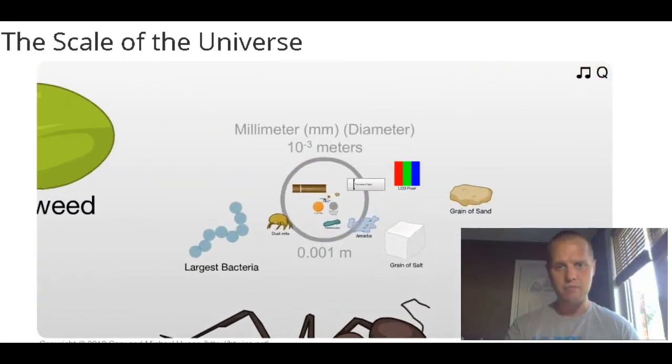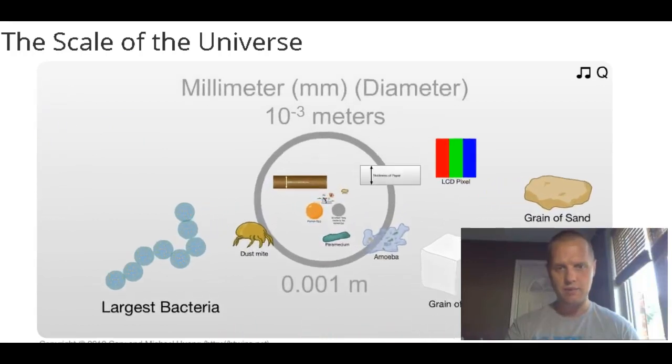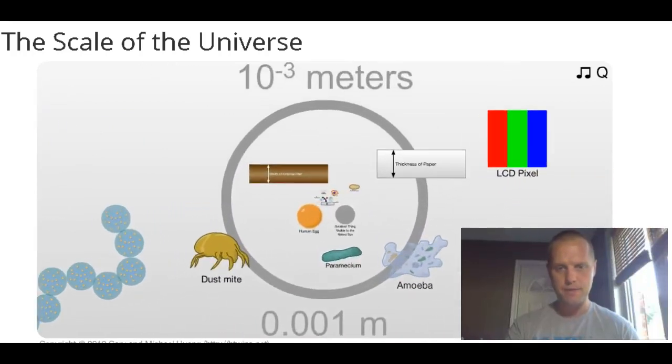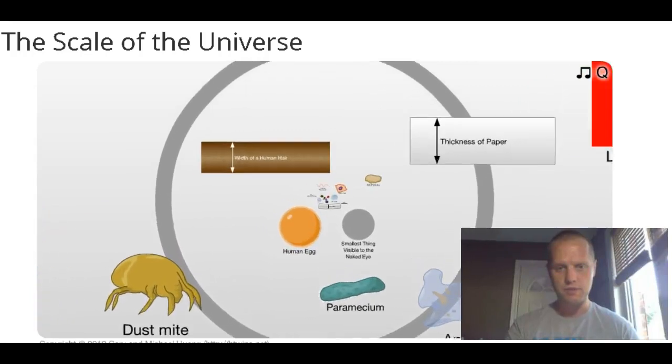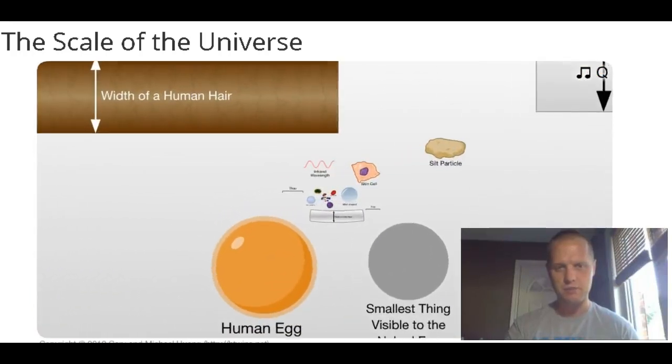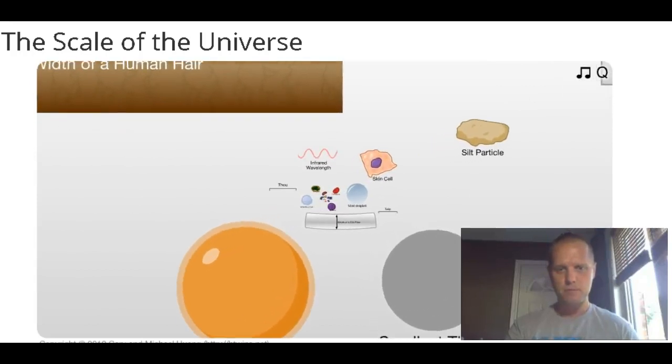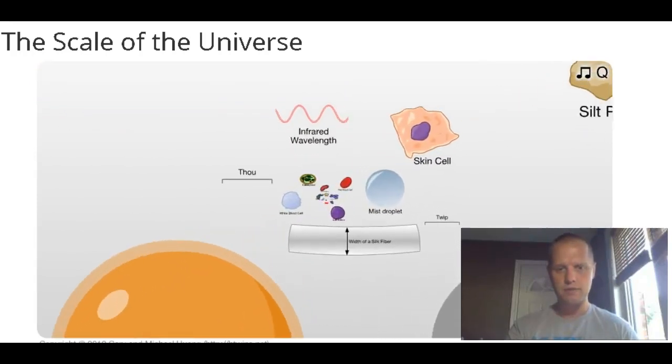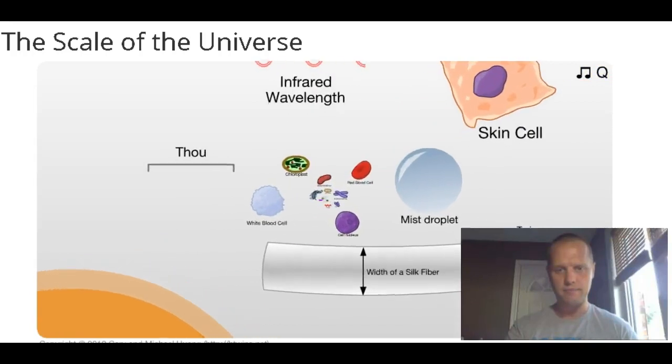We're now down to the millimeter size. Dust mites, still can see it. Amoebas, parameciums, the human egg, we can barely see. This is the smallest thing that we can see at this point. We're zooming in even further. Still not the size of an atom.